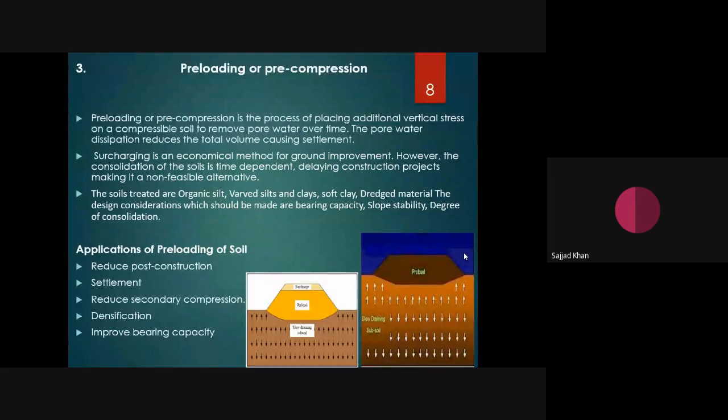Bismillahirrahmanirrahim. My name is Sajad Khan. From this on, I will continue the presentation. The third method is preloading or pre-compression.